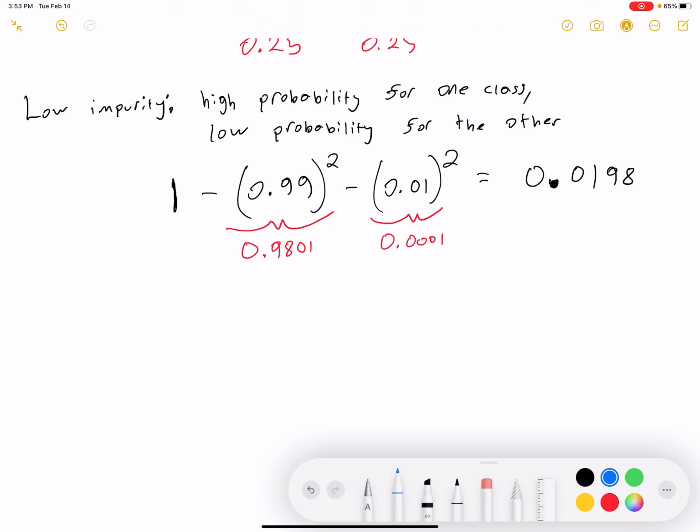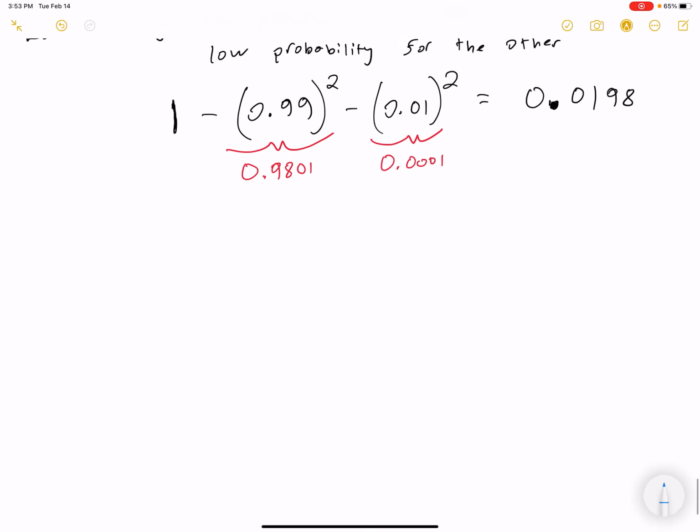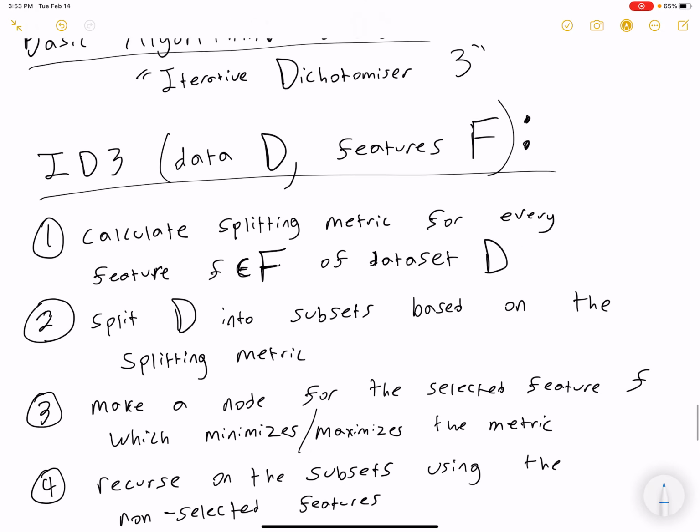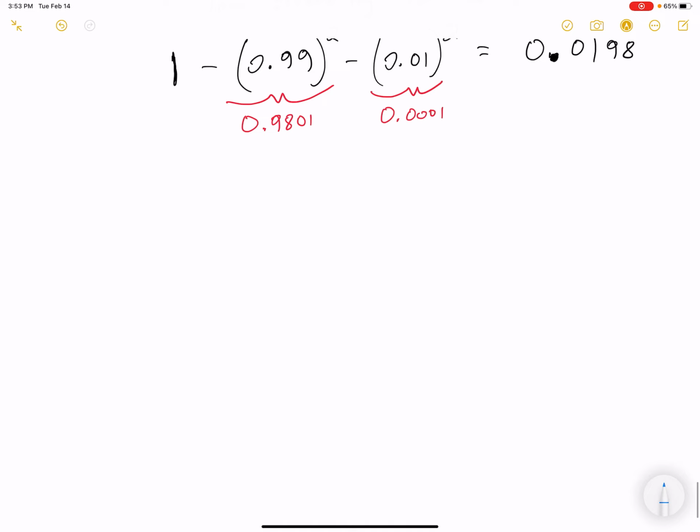Let's look at an example, and I think this will make all of this much more clear, as usual. So we're gonna do an example of a decision tree construction process, and we're gonna use Gini impurity as our splitting metric.